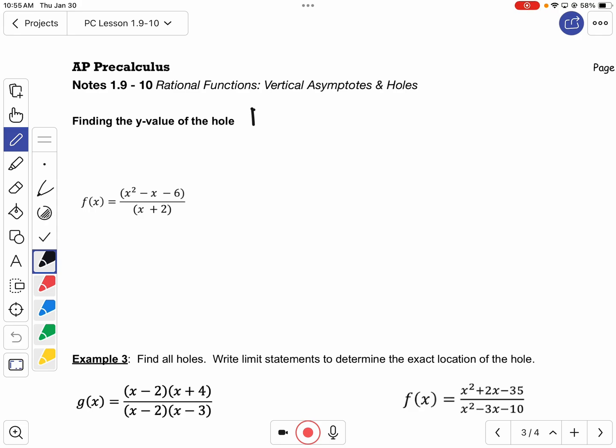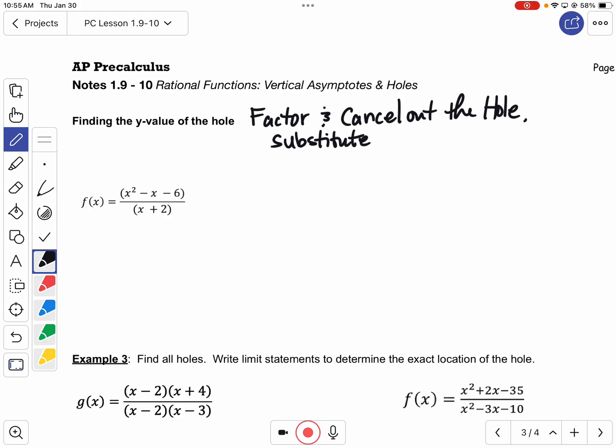What we're going to do is we're going to actually factor and cancel out the hole. Okay, so if we want to find the y value for the hole, we're going to actually factor everything, cancel out the hole. Okay. And then we're going to plug in, all right, or substitute the x value of the hole into what's left.